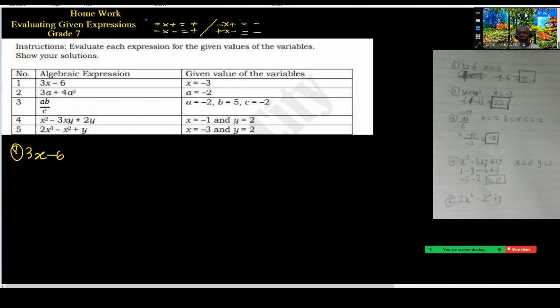So with that, we've been given the value of x to be negative 3. So it's negative 3 we're going to put into wherever we see x. Is that clear? Good. Wherever we see x, we just substitute negative 3, then minus 6. Then the next line is going to be 3 times negative 3 is negative 9. Then another negative 6. And this is going to give us negative 15.